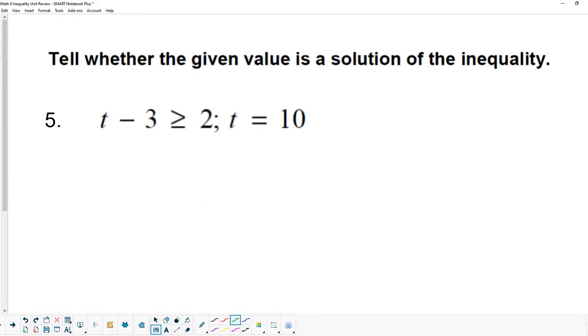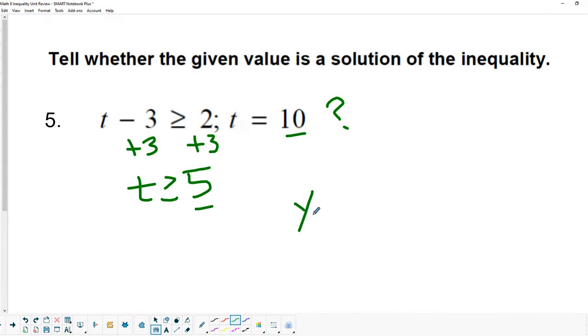Okay, tell whether the given value is a solution to the inequality. The easiest way to do that is to just solve the inequality, in my opinion. So you just add 3 to both sides, and you get t is greater than or equal to 2 plus 3, which is 5. So is 10 greater than or equal to 5? And the answer is yes, it's greater than 5.